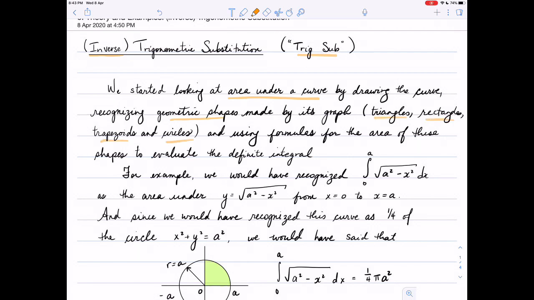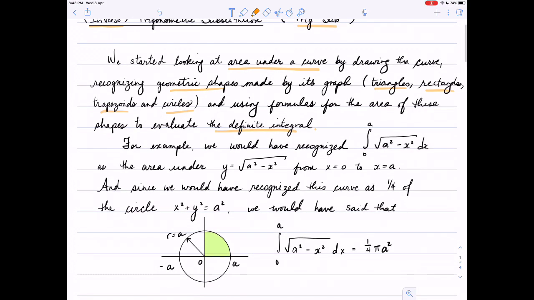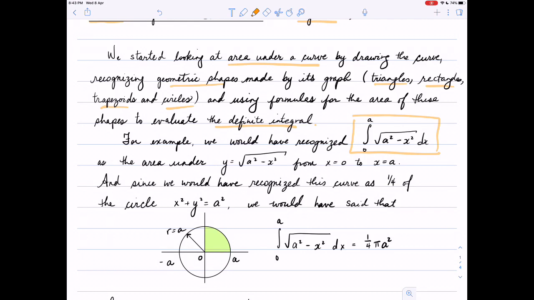We then used the formula for the area of these shapes to evaluate the area under the curve, or the definite integral. For example, if we look at this integral here, the integral from 0 to a of the root of a squared minus x squared, we would have recognized this as the area under this graph from x equals 0 to x equals a.